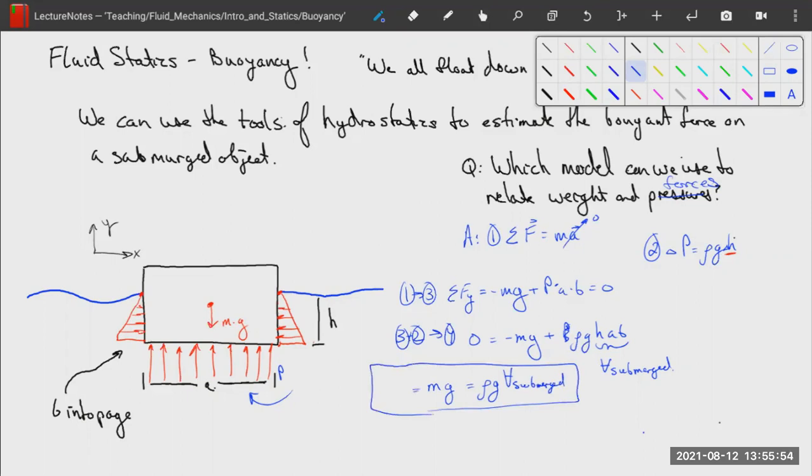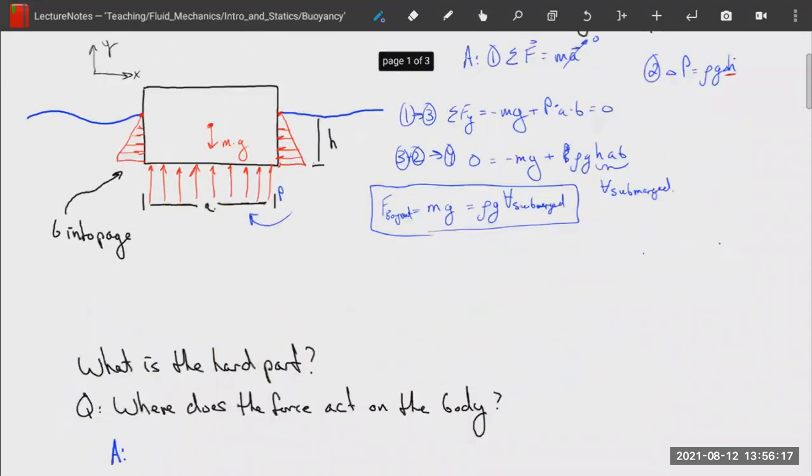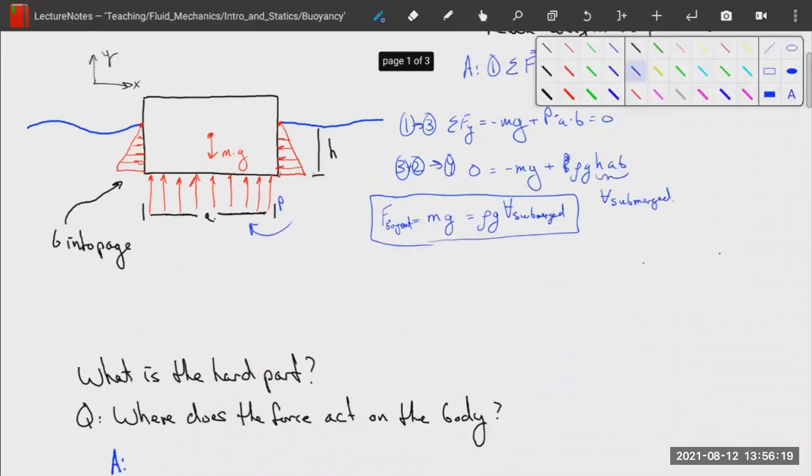And mg is actually the F buoyant force. Buoyant force, yeah. So pretty simple. The buoyant force on an object, which in this case, since our object's not accelerating, is equal to its weight, is equal to rho g times the volume submerged of that object. So that seems really easy, and it is really easy for a rectangle.